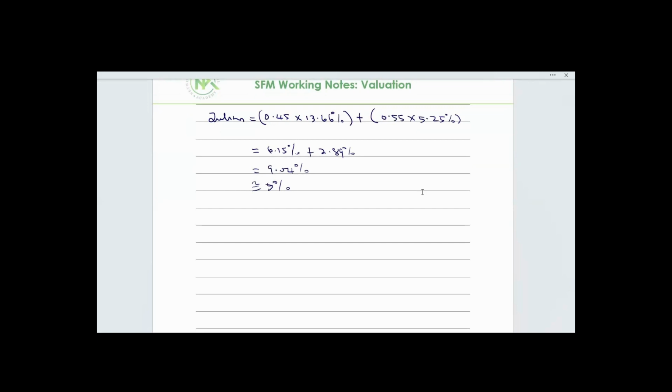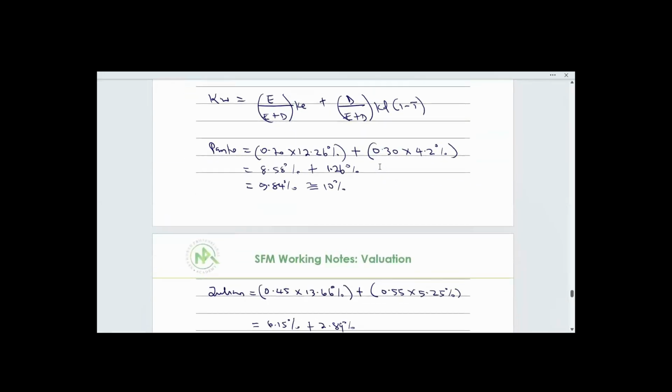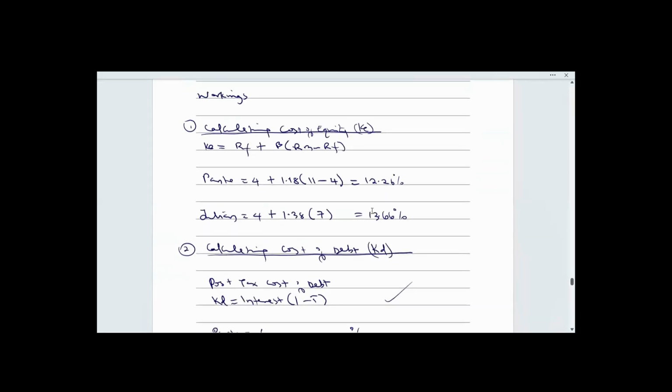So the next thing we need to do now is to calculate the value of Panto. Now let's go back there. The cost of capital, the WACC of Panto, is 10%. So let's go and discount the free cash flow to the firm of Panto.